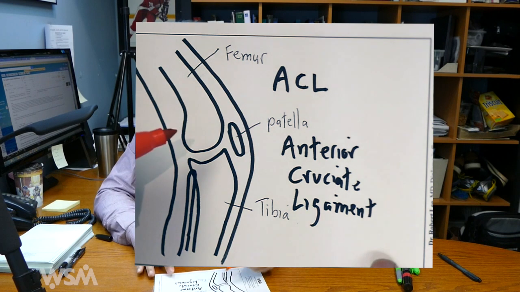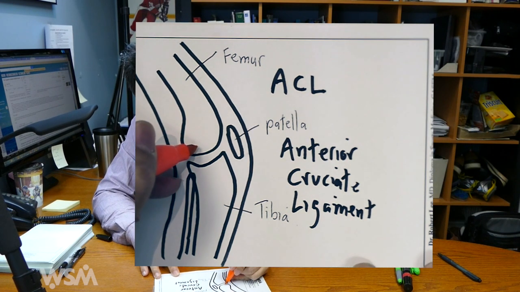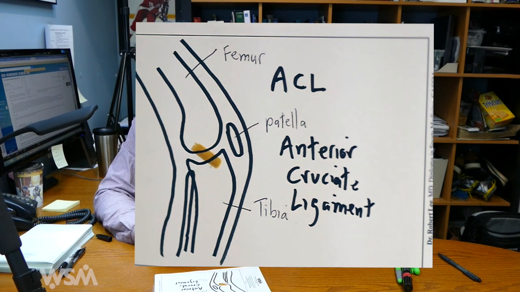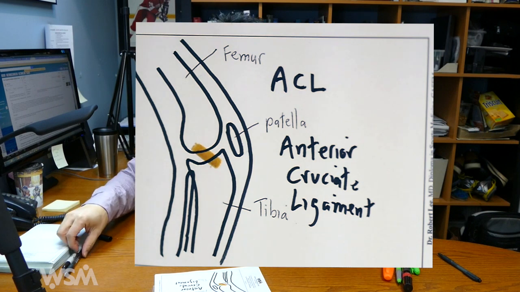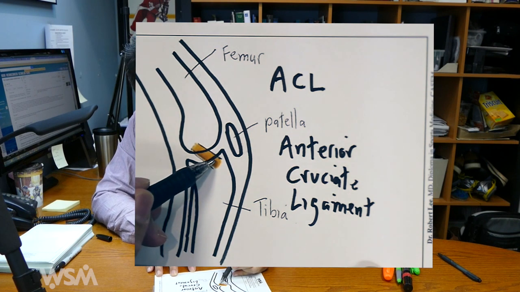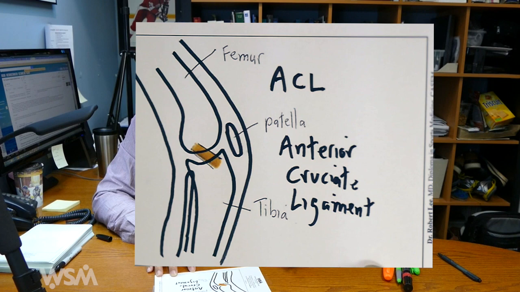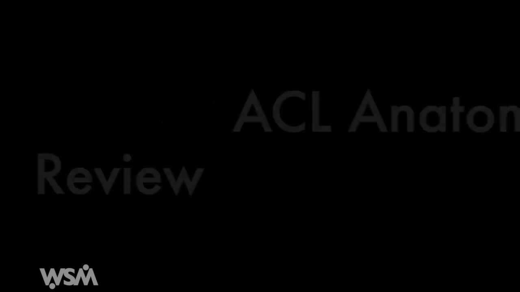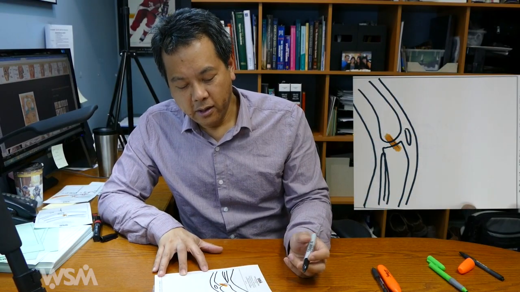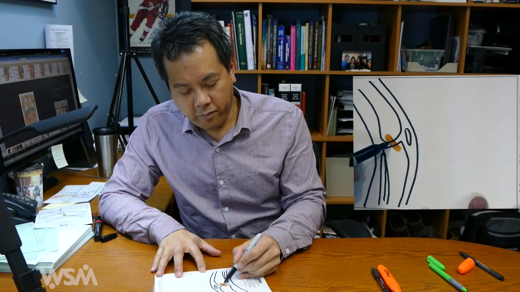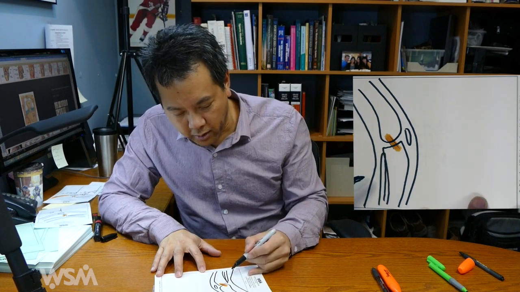The ligament runs from the back of the femur bone and it attaches to the front part of the tibia. That's how I remember why it's called anterior cruciate ligament, based on the attachment point onto the tibia side right there. To review, the ACL, from looking at your knee from the side, does help prevent your tibia from shifting forward.